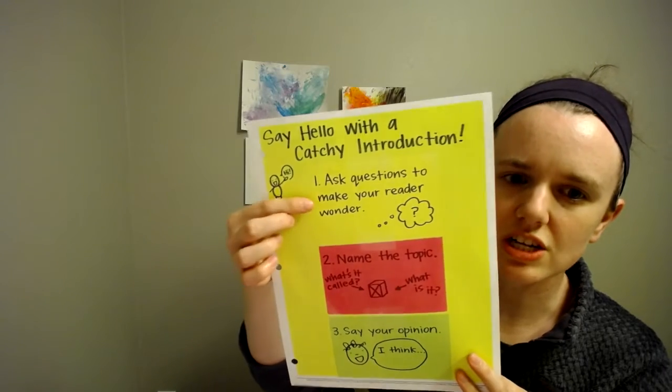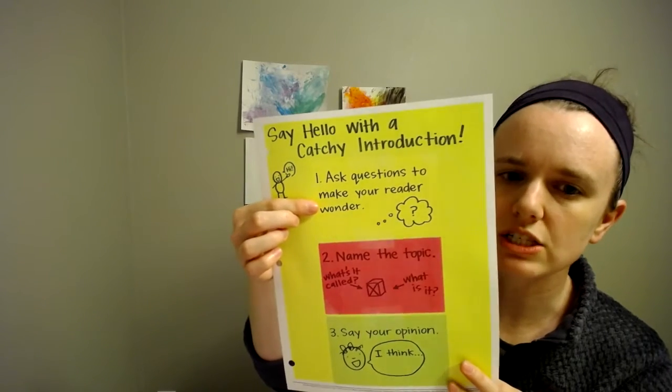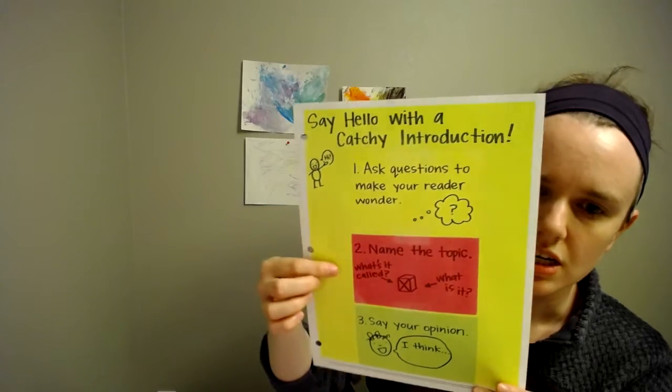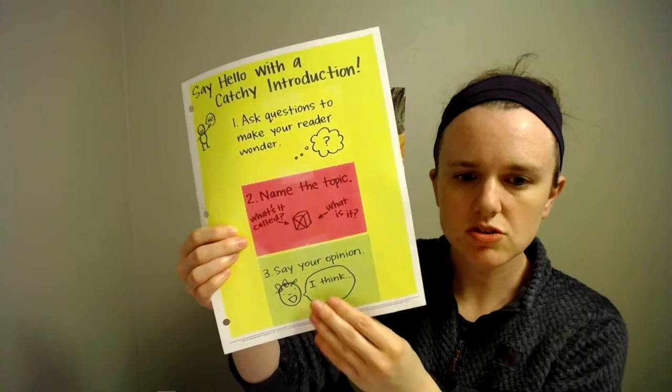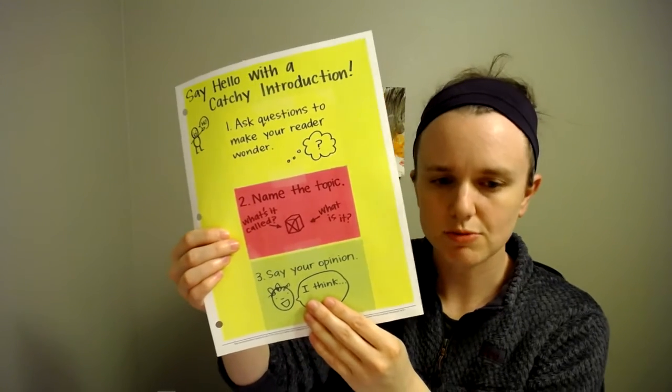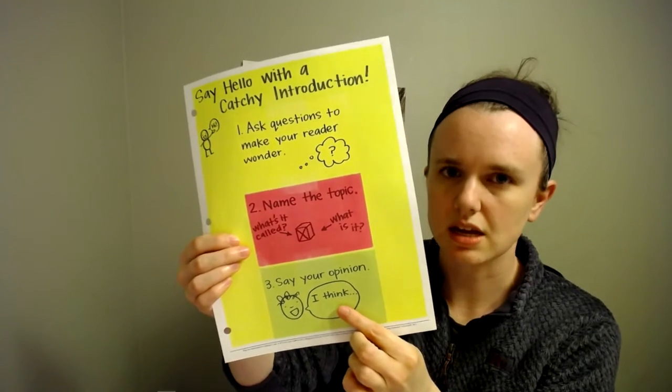So a catchy introduction has 3 pieces. You can ask questions to make your reader wonder. You got to name the topic. Tell them what you're writing about, and then you need to say your opinion. Opinion words are like I think.